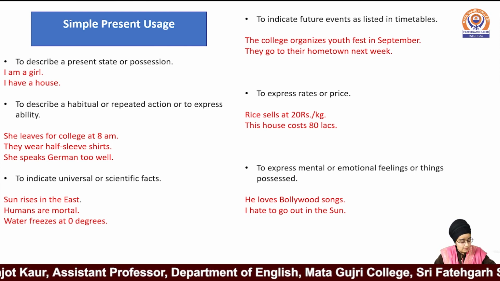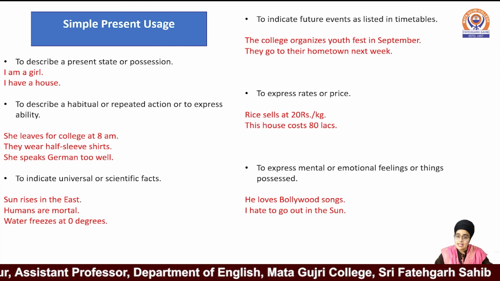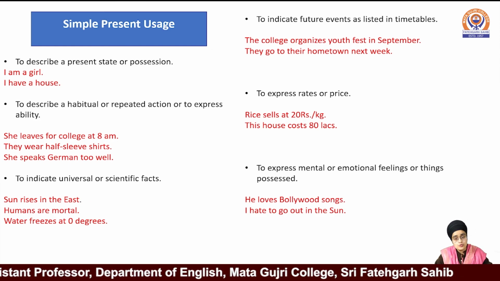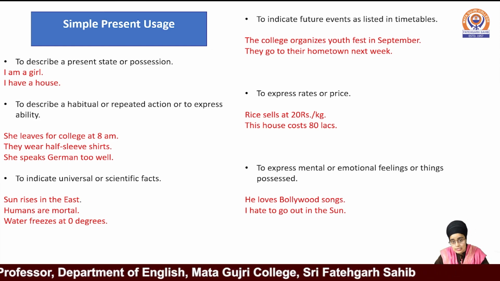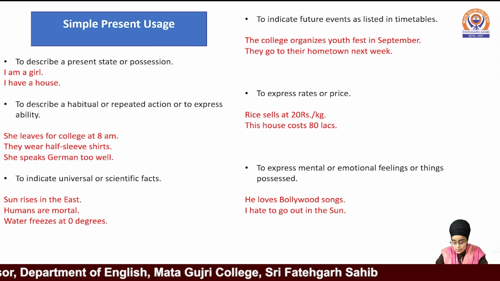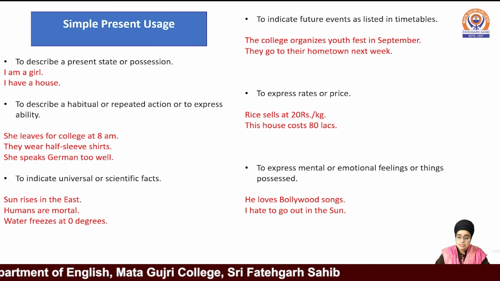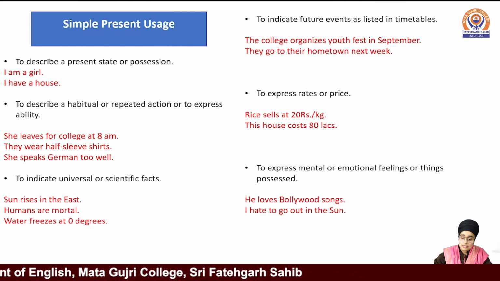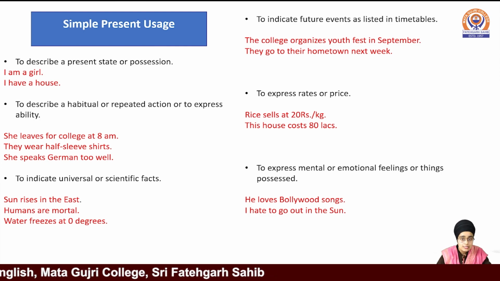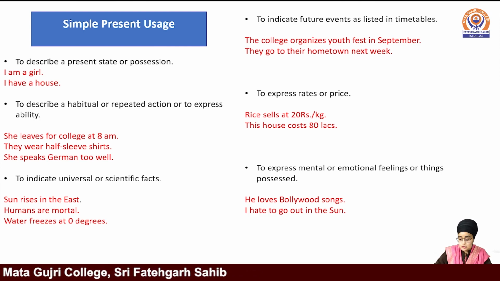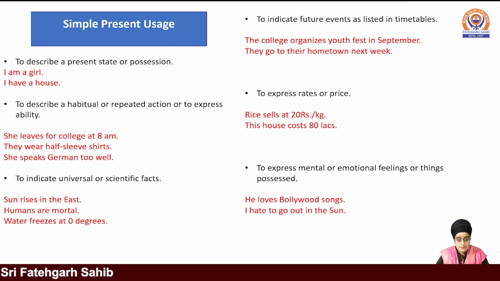So let's repeat. Simple present tense is used to express a present state. It is used to express something which is habitually, repeatedly done. It is used to express a scientific fact. It is used to express some future event which is already documented or listed in a timetable. It is used to express rates or prices. It is used to express a mental or emotional feeling at the present.